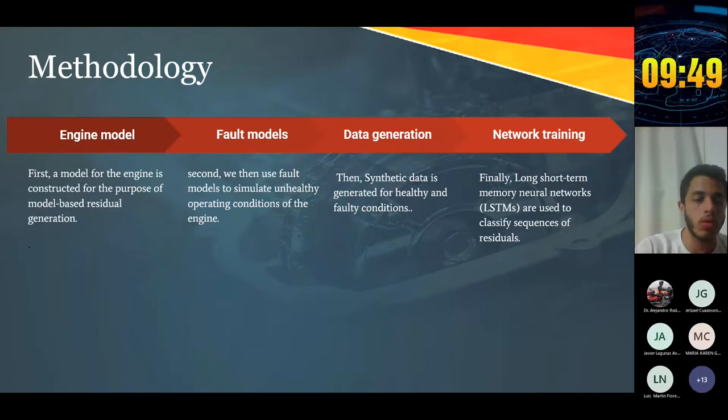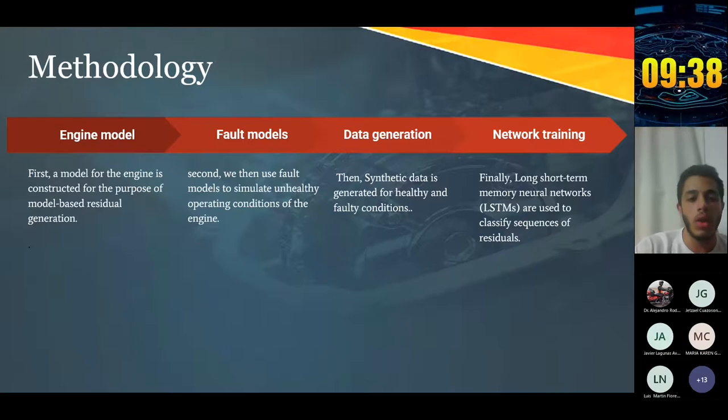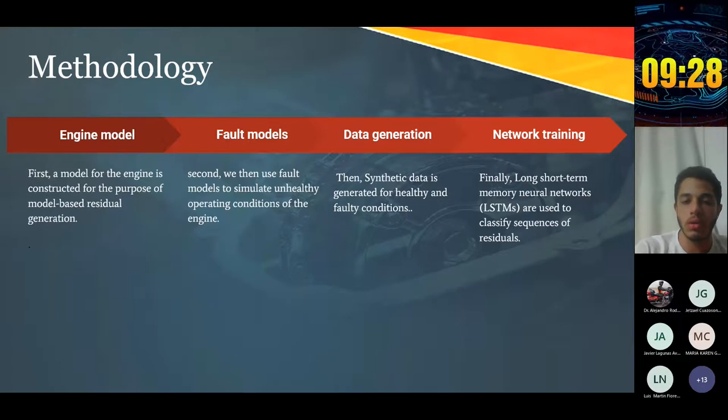Our methodology can be summarized as follows. First, we construct an engine model in order to synthesize our data, and in order to induce the faulty behavior in our engine model, we construct some models for our faults. Then we use the pre-constructed models in order to synthesize our training and validation data. And finally, we train the network and see the results.